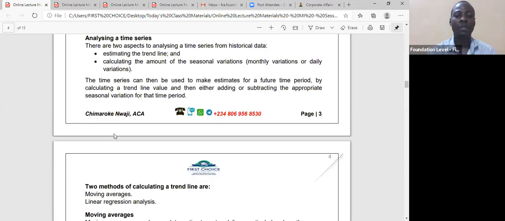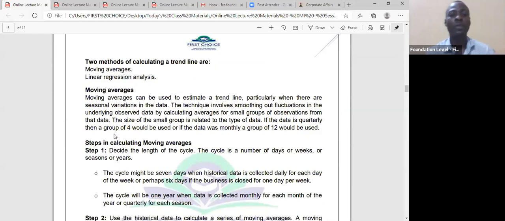Now there are 2 methods of calculating a trend line, because the first thing to do in making your forecast is to get your trend line. So you have 2 options. We'll be looking at the moving averages, which is the favored method, and after that we'll look at the second method, which is the linear regression analysis method. The linear regression analysis method is also good. We will look at how both of them differ, and we'll see how we can use them to make a preliminary prediction.